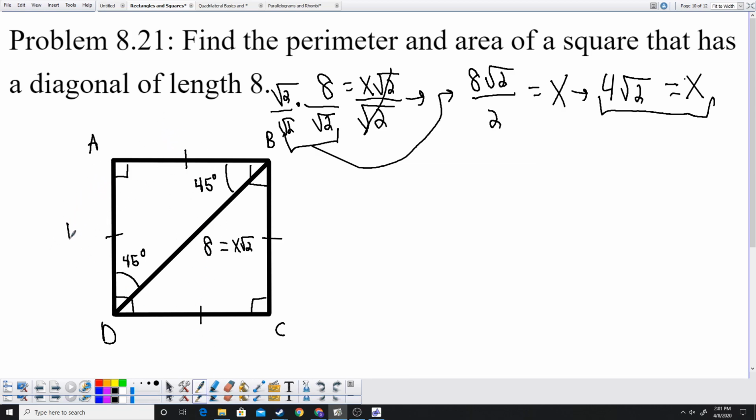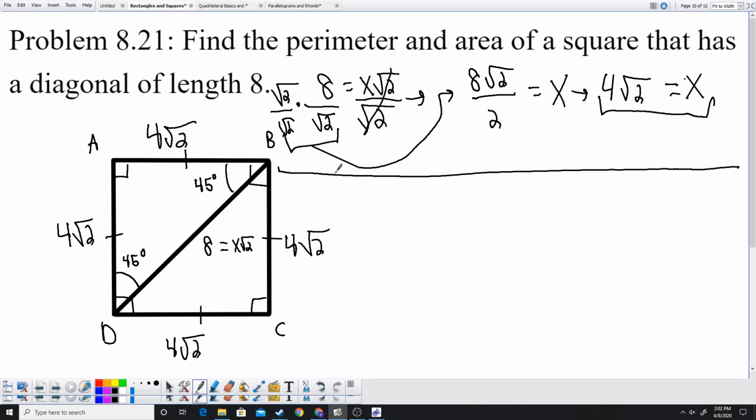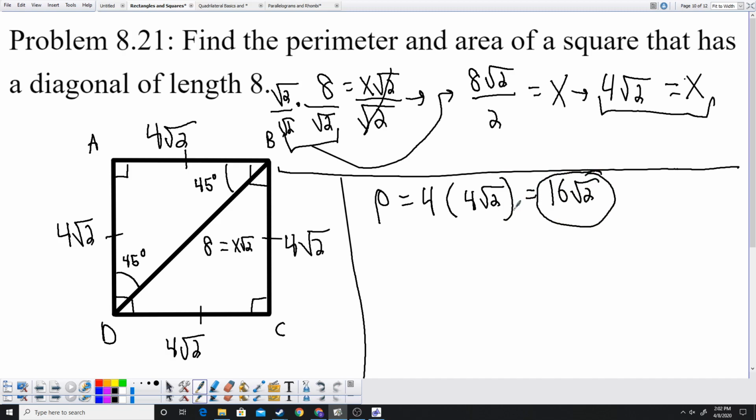So each side has that length. And if you're a little unsure of the math, just go back to the lesson on special right triangles, specifically the 45, 45, 90 triangles. Now, we can find the rest of our problem. The perimeter is 4 times the side length. So you have 4 times 4 root 2, which is really just, well, 4 times 4 is 16, and keep the square root of 2. So that's our first answer for perimeter.